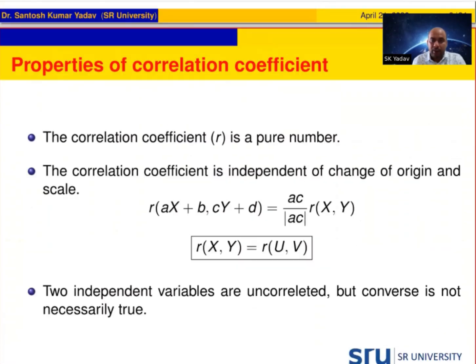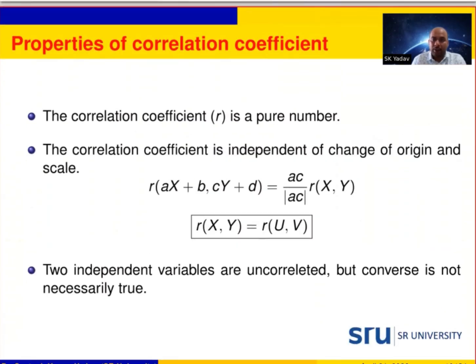And now here is one of the important properties. I have mentioned this particularly. The correlation of ax plus b and cy plus d is equal to ac upon modulus of ac into r of xy. So what is there? I have variables x and y, so I will compute here r of xy.